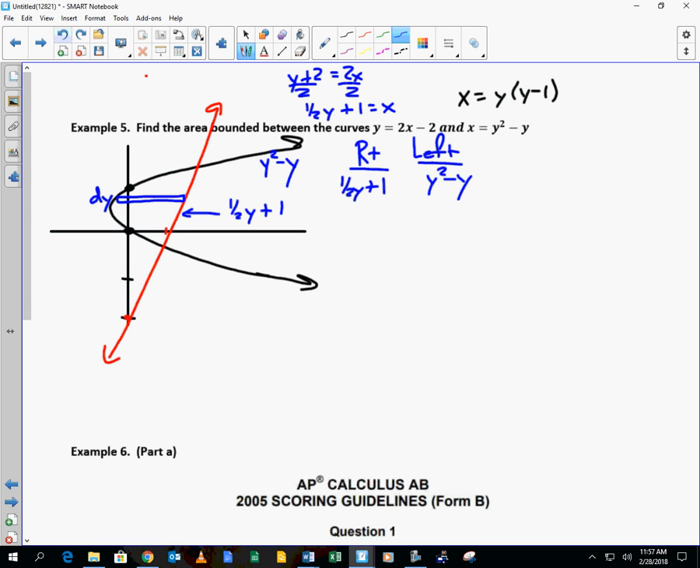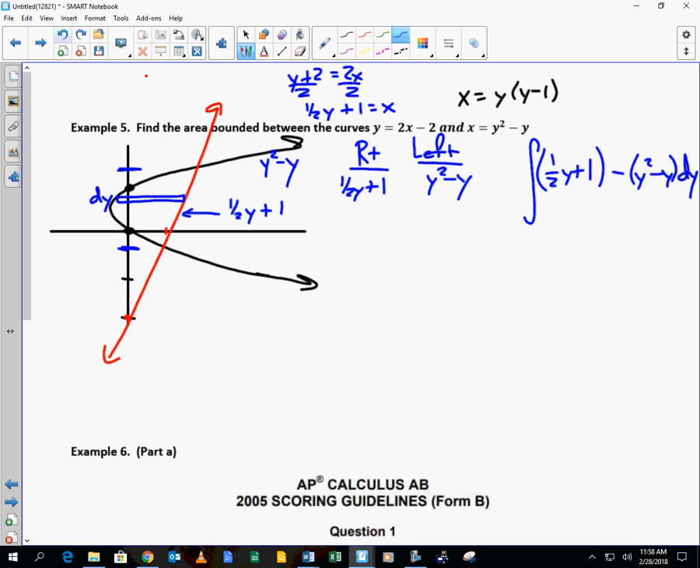Okay. All right. So now I need to figure out, so I have this integral. I have an integral of the right, which is 1/2 y plus 1, and I'm going to subtract y squared minus y, dy instead of dx. So as you do a dy, you understand everything has to be in terms of y. My bounds also have to be in terms of y. I don't go from x to x. I go from a y value here to a y value there. How are we going to figure that out?